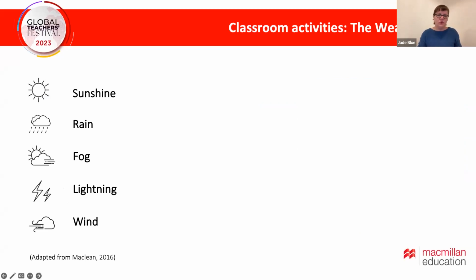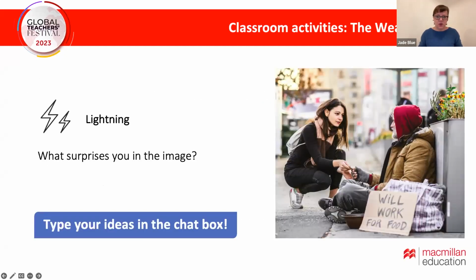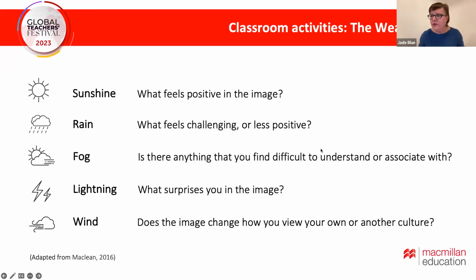And so you can see on the screen, we've got several different weather types, and each of those weather types represents a question. I just skipped ahead there. Hopefully you can see the questions there on your screen. So sunshine is about what feels positive in the image. Rain is about what feels challenging or less positive. Fog is about what we can't see very clearly, so maybe something we find difficult to understand or associate with. Lightning is about surprise, what surprises you. And wind is about change, so how does the image change how you view your own or another culture?